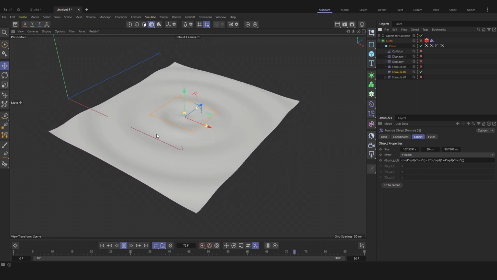The second formula generates radial waves. They spread outward from the center, move over time, and gradually fade away.